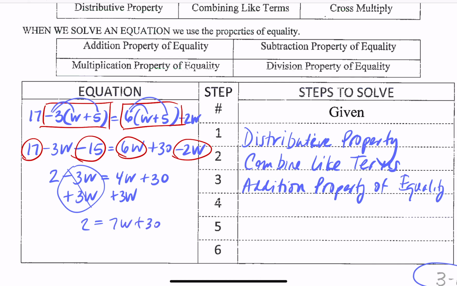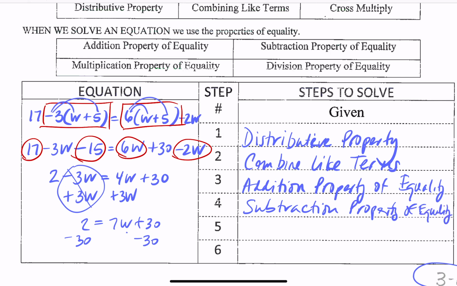I look where the variable is. It's over here. I want to get rid of that plus 30. So I'm going to subtract 30 from both sides. To identify that step, it's the subtraction property of equality.